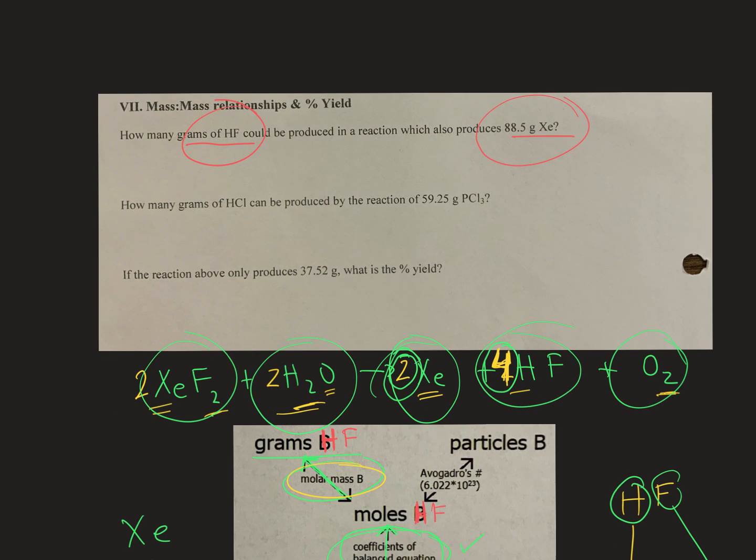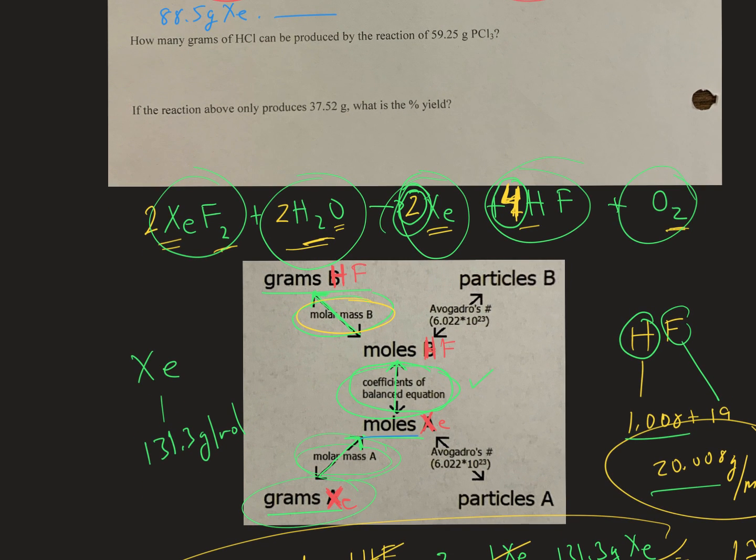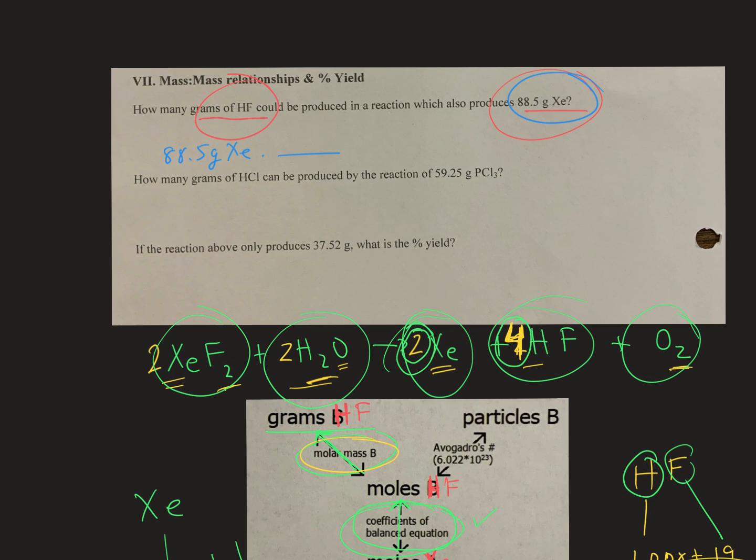It's right here. So I'm going to start with what I was given, because I know that's true. So I'm going to start with 88.5 grams of Xe. And I don't want grams of Xe, so I follow my mole roadmap here, and it says, okay, go to moles of Xe using the molar mass of Xe, which is 131.3. That goes on bottom, 131.3 grams of Xe to every 1 mole of Xe.